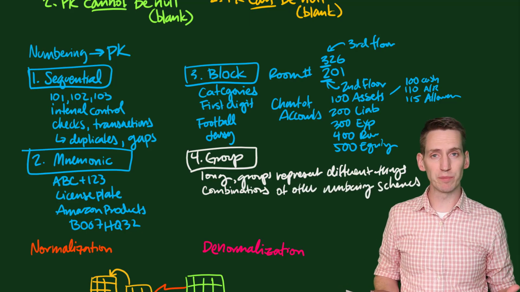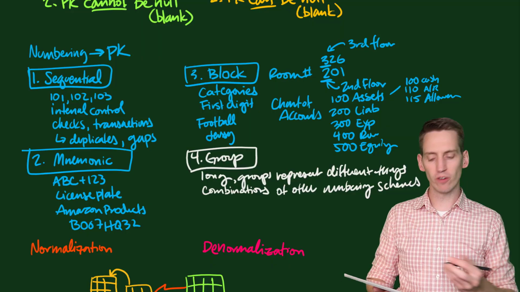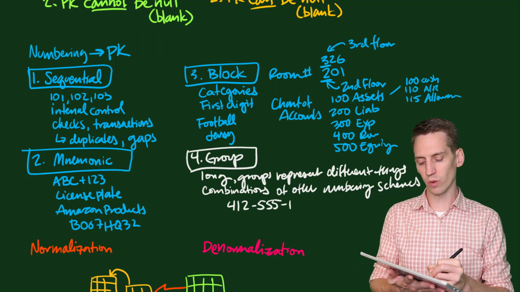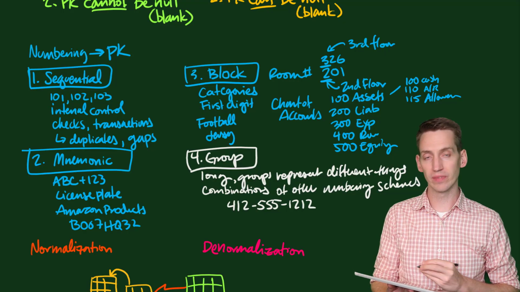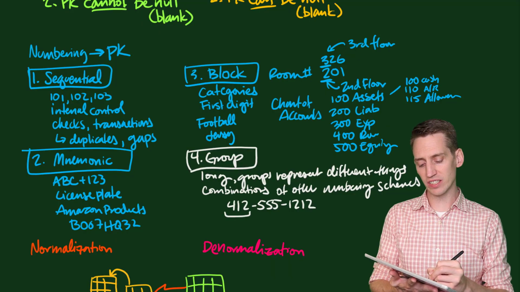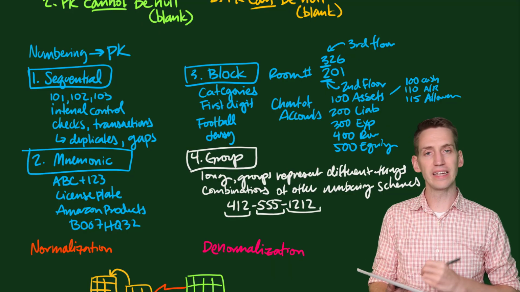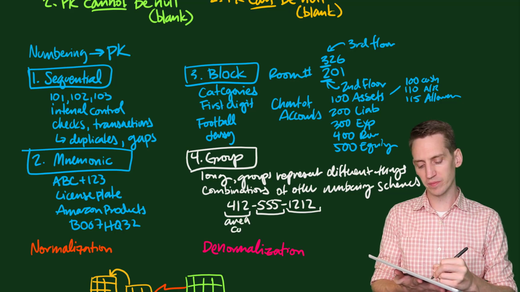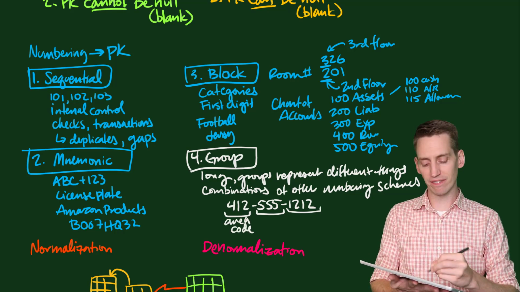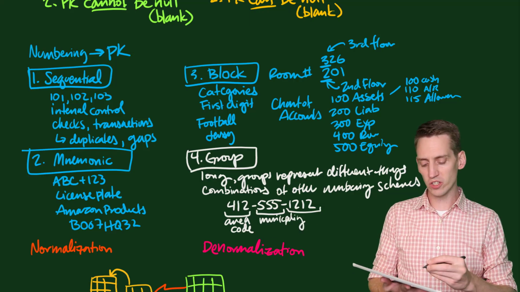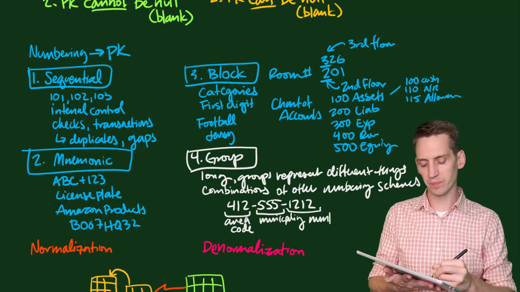Let's look at a basic example of a group number. Here we have a phone number, 412-555-1212. This is an example of a group number because each of these groupings of digits represents a different thing. The 412 is my area code. The 555 is my municipality. And the 1212 is just a number.